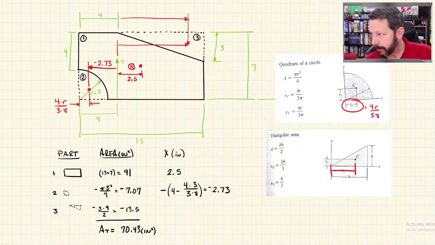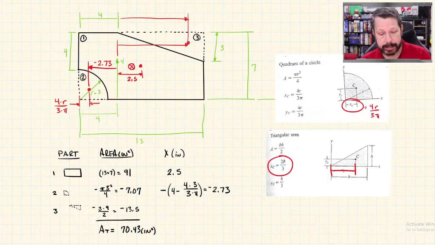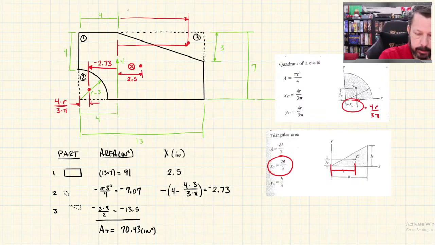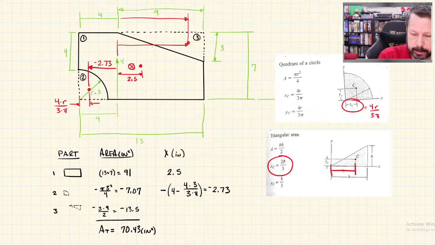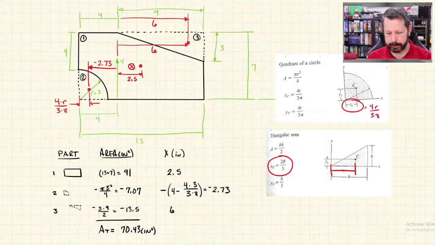Sometimes you get lucky. So that distance, it says x sub c is 2b over 3, so 2/3 of the base. My base is the long flat side of the triangle, which for me is 9. Yeah, that distance is 9. And so 2/3 of 9 is 6. So this distance will be 6, and so will that one. And that's a positive 6. So that was not too bad.